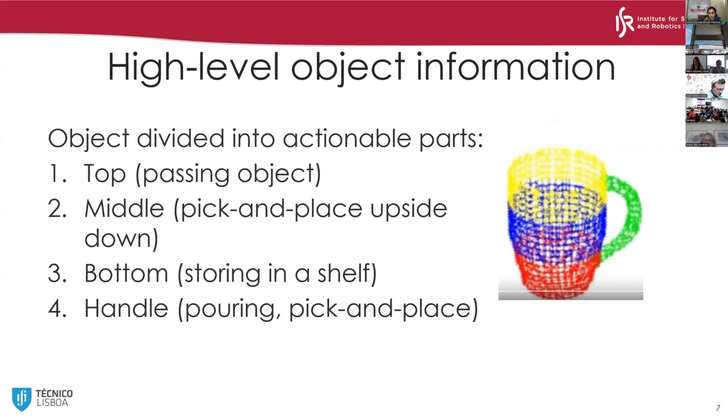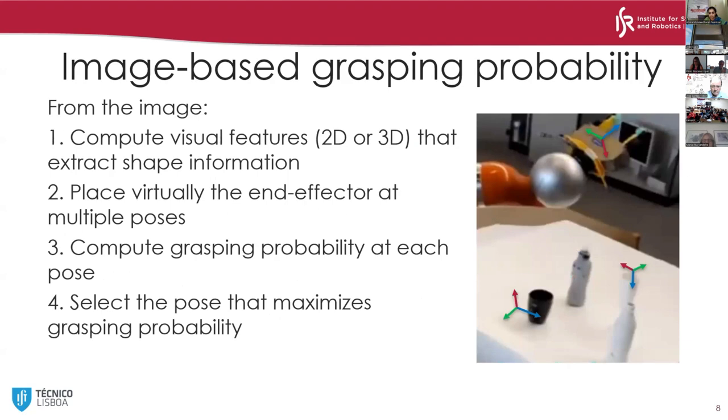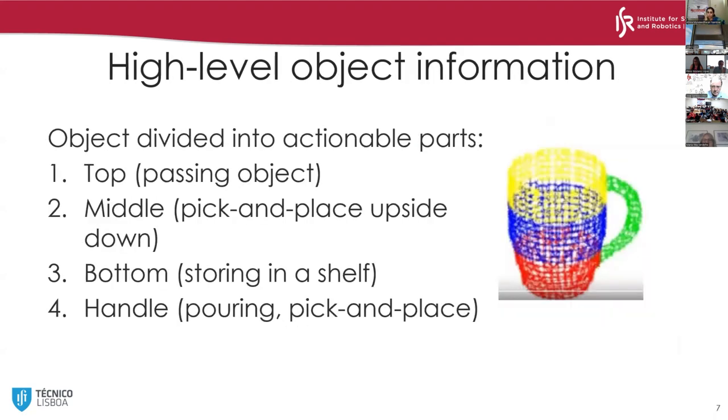We have both high level and image-based grasping. In the high level, what we have is what I just explained. The object is divided into actionable parts, and each part has a particular set of actions that you can do. For example, the top part is to pass the object, the middle is to pick and place upside down, the bottom part is to store in a shelf, and the handle is for tasks such as pouring and pick and place. According to the task, you define which part you are going to grasp.